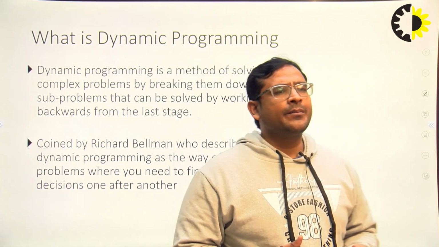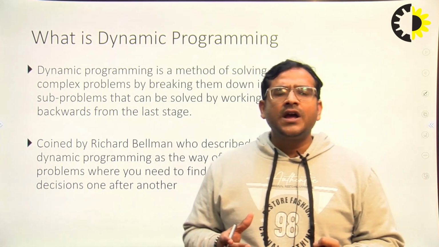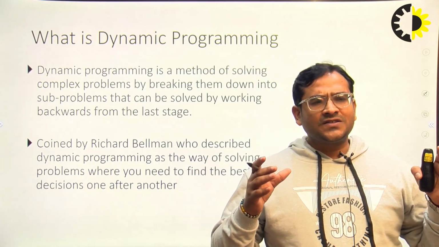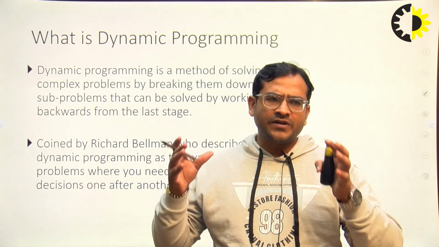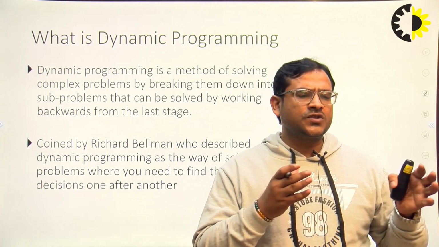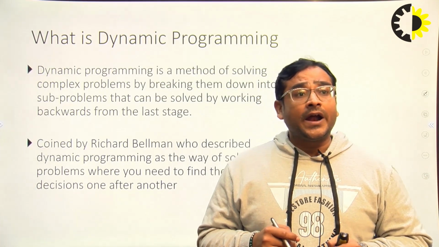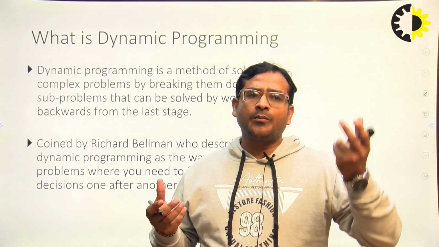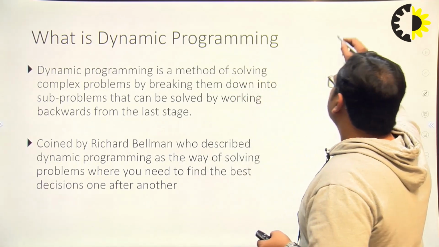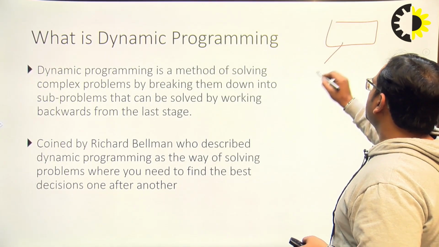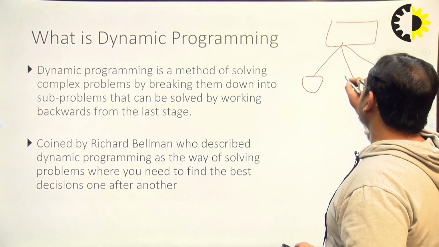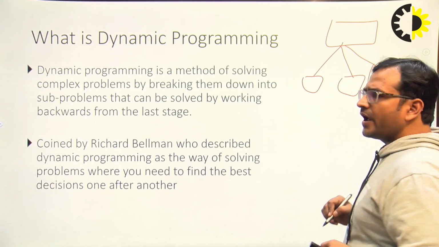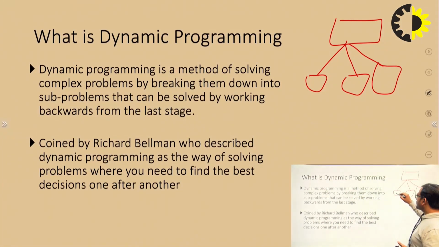So initially, what is dynamic programming? It is basically a method of solving complex problems by breaking them down into sub problems. Suppose you have a large problem, you can divide it into small problems, and then you can solve by working backward from the last stage. A very large problem can be broken down into small sub parts, and once the small sub problems are solved, you can merge them and go backward stage by stage to combine them.